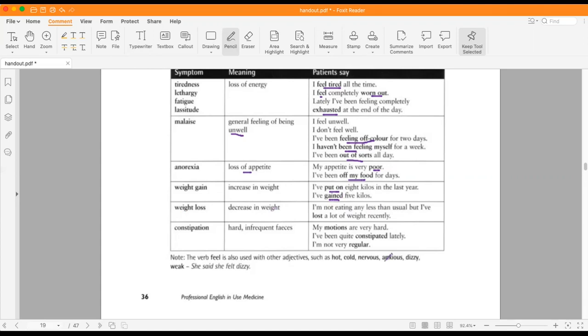Constipation is the last symptom we have here. Constipation means hard or infrequent feces. My motions, you can say, like in common English, my motions are very hard, or I've been quite constipated lately. I'm not very regular, referring also to the constipation or the hard feces.